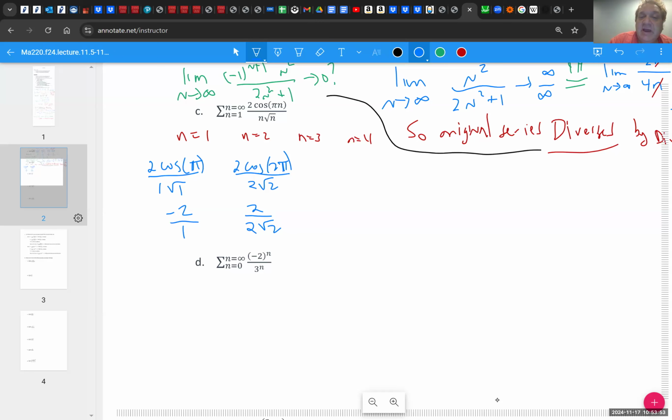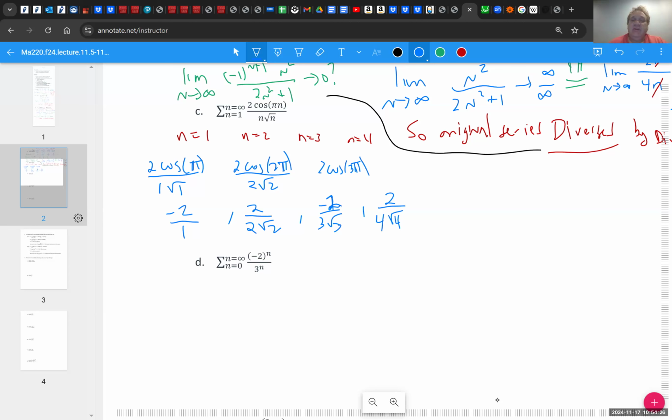On the next one, we're going to have 2 cosine 3 pi, which is going to be 1 pi, 2 pi, 3 pi, back to -1 over 3 √3. And the next one's going to be negative, -2, because it's 2 times cosine 3 pi. So 2 times -1 is -2. And the last one is 2 times cosine 4 pi, which is +2 over 4 √4, which you could also write as 8, because √4 is 2.